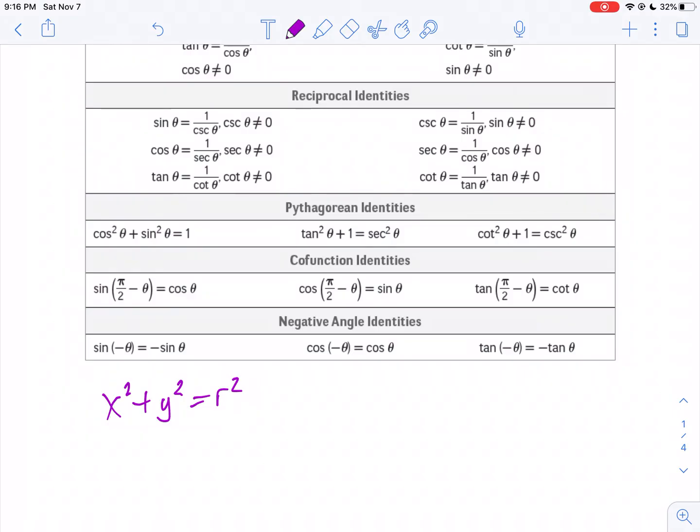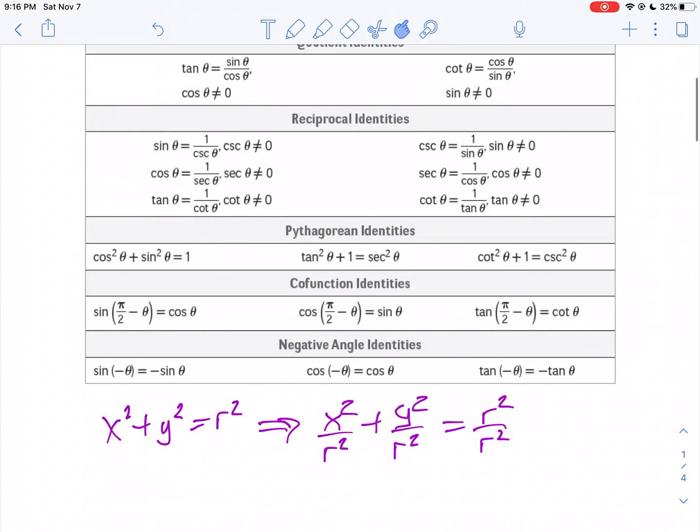Well, let's divide both sides by r squared. So we get x squared over r squared plus y squared over r squared equals r squared over r squared. I was going to divide everything by r squared, and the radius can't be 0, so I'm not dividing by 0.